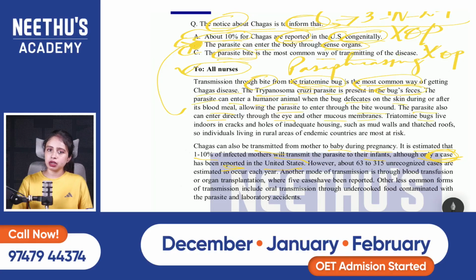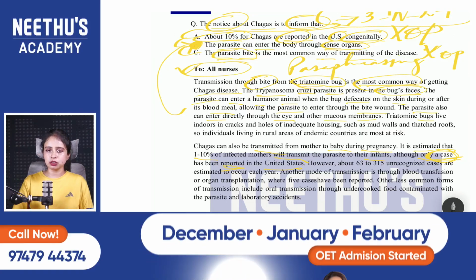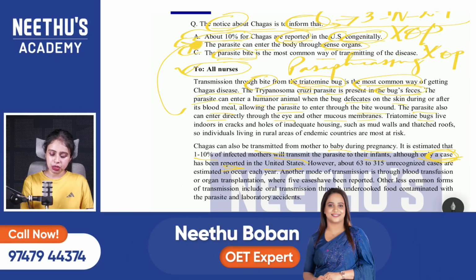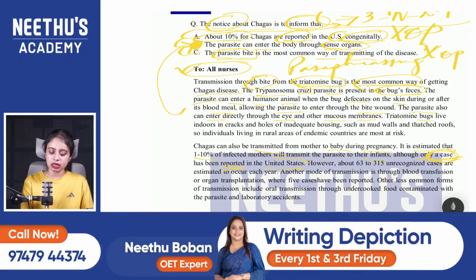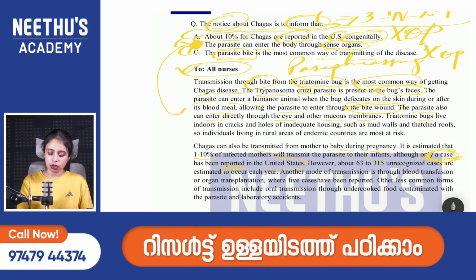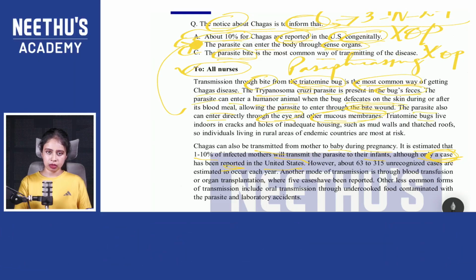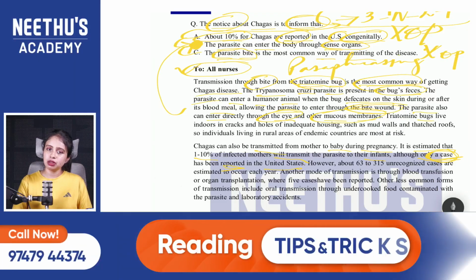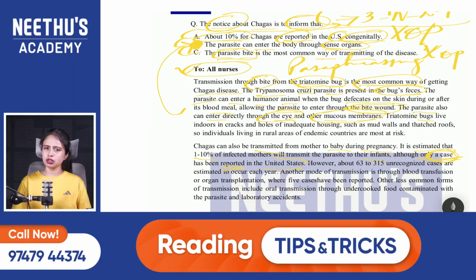Now we don't need to waste time reading further. Already we eliminated options here. So the answer is option B. That is the right answer. When you get the right answer, you can bubble the letter. Parasite can enter the body through sense organs. Which ones? Bite wound, skin, and eye, mucous membrane. So answer is option B. So this is the elimination method. Clear or no? It's very simple.